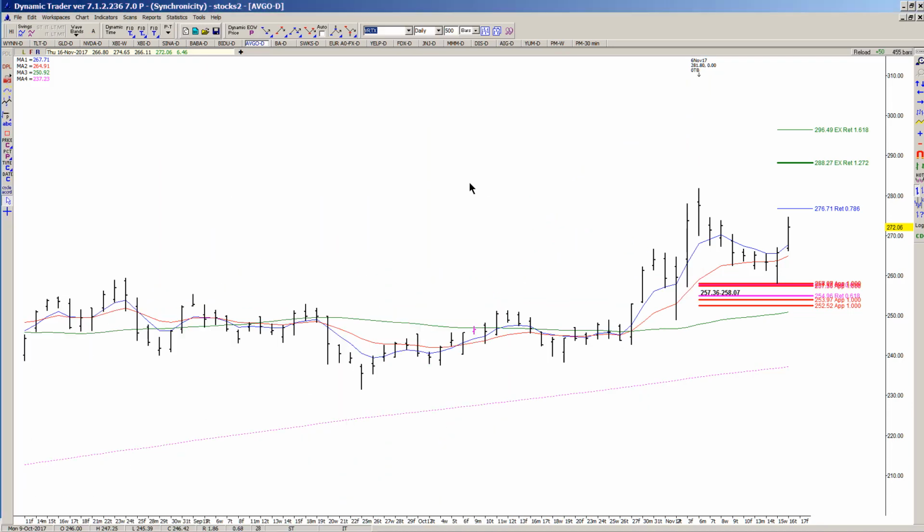So that's what I'm looking at in AVGO, looking for this upside target. If you get a pullback, that'll be another opportunity for a possible entry, and hopefully it heads towards the right target.